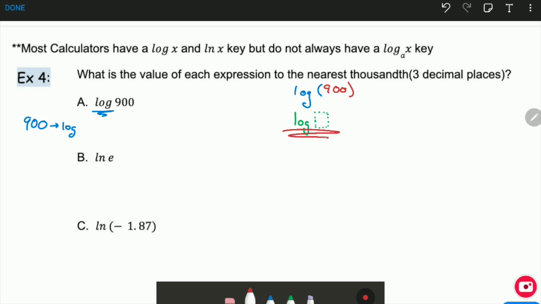And if it's a setup like this, you may need to add your own set of parentheses. For just a normal number, you don't. But if you have to type in an expression inside the logarithm, you would. So you would just type in 900. And either way, no matter how your calculator is set up, if you type it in correctly, and we round it to 3 decimal places, we should get 2.954 rounded to 3 decimal places.